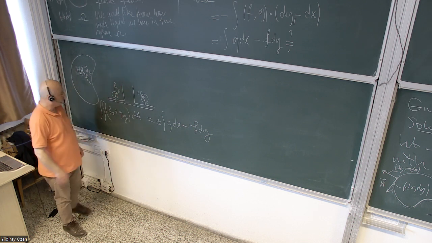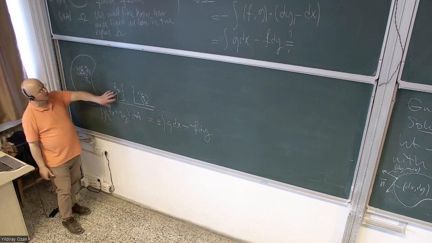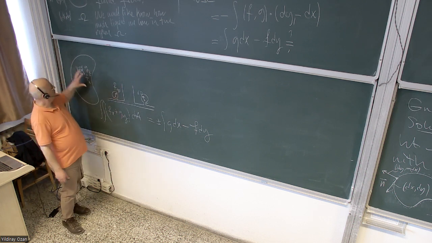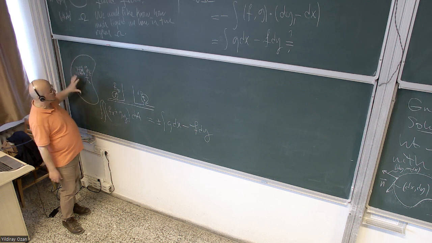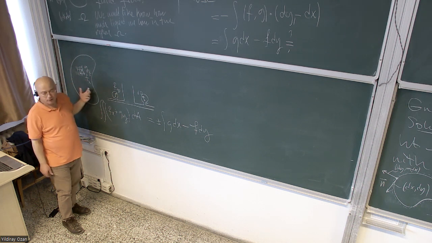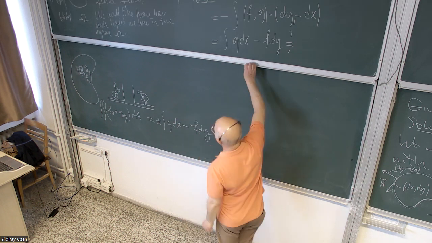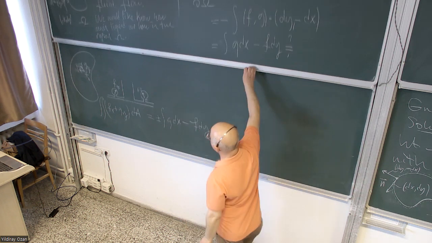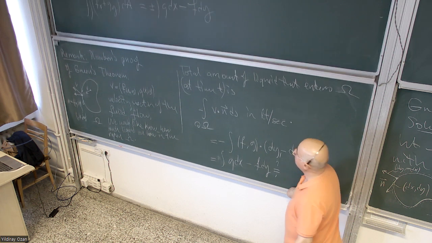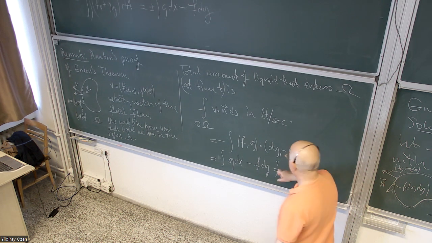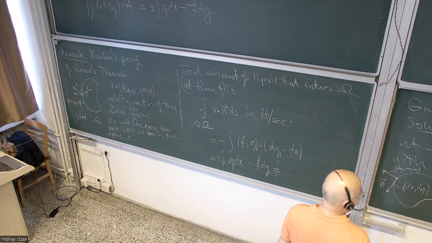Okay, so you measure how much liquid accumulates inside this region. Either you compute it locally at every point like this, or you just control the boundary. It is the other side of the problem. So it is over there.